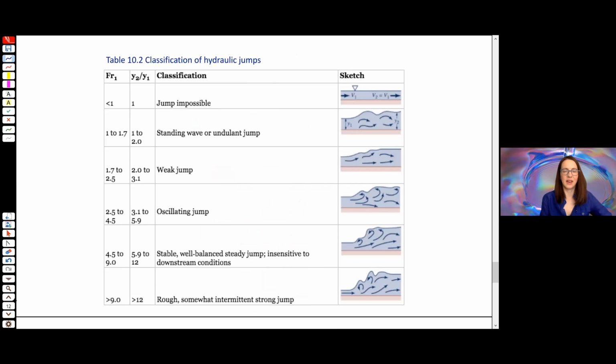All right, also table 10.2 gives you classification of, for different Froude numbers, what kind of depth ratios you'll have. So Froude number less than 1, jumps impossible. So you see other interesting phenomena, like if you have a Froude number between 2.5 and 4.5, you have an oscillating jump.